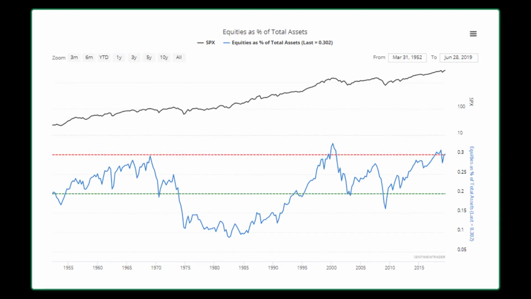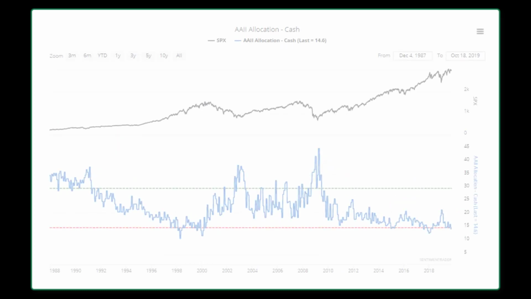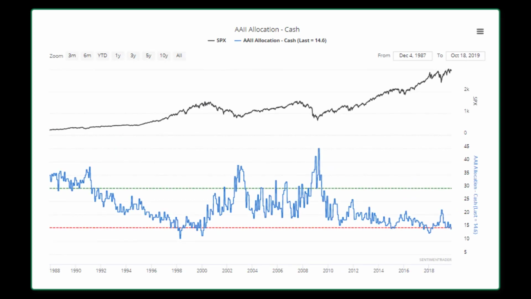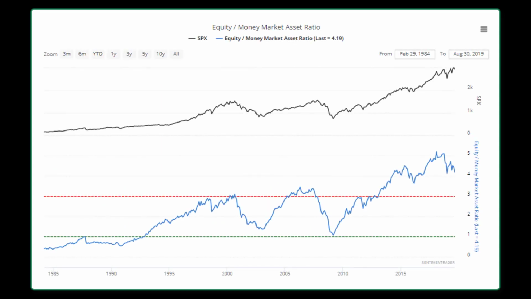The blue line on this chart shows you households' equities as a percentage of their total assets. So the higher the line, the greater the proportion of their total assets is held in stocks. Currently, we're seeing levels associated with the dot-com bubble and the peak at around 1970 before the stagflationary 70s. In this next chart, we see cash, which has been hovering near all-time lows, again associated only with the dot-com bubble. And then this third chart shows the equities to money market ratio, and this ratio exceeding even the 2000 dot-com bubble.